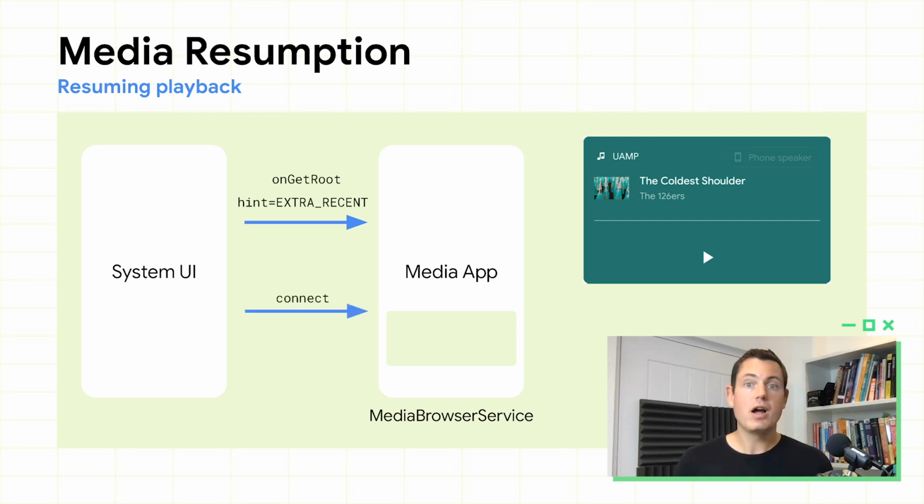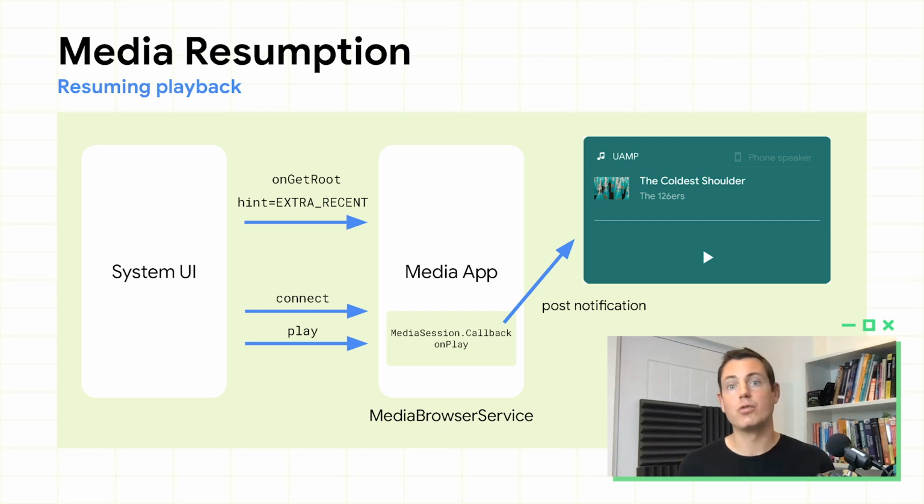System UI will then connect to your media session and issue a play command to it. You should override the media session on play callback in order to start playback of your media content and create your media style notification. Once you post the notification, the static media controls will be swapped with the media controls created from your notification.